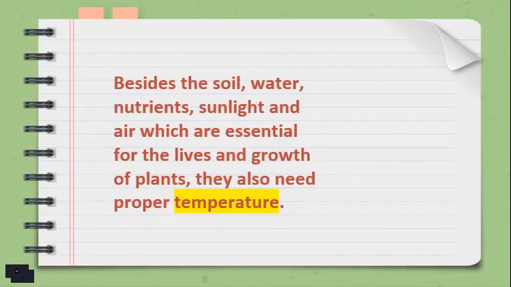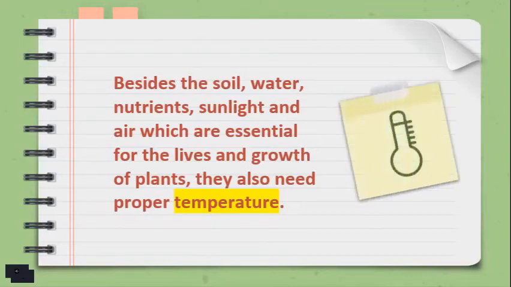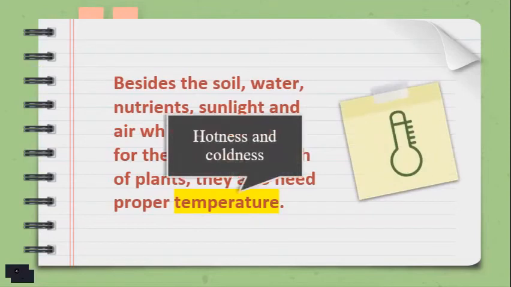We have here a highlighted word. It is temperature. What is temperature? This is the hotness or coldness of something or anything that is expressed in terms of any of several scales. For example here, the hotness or coldness of an area of the plant.